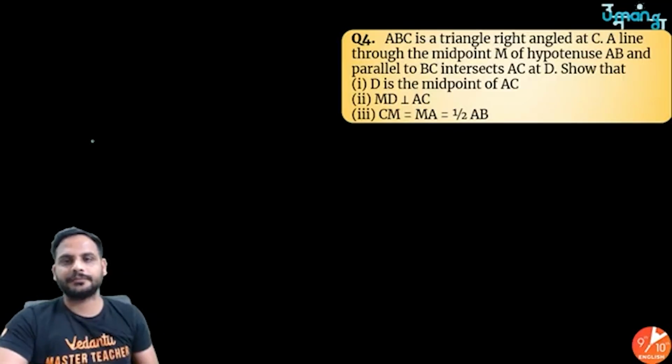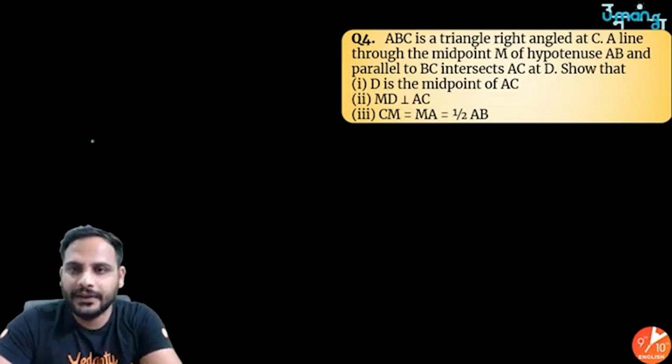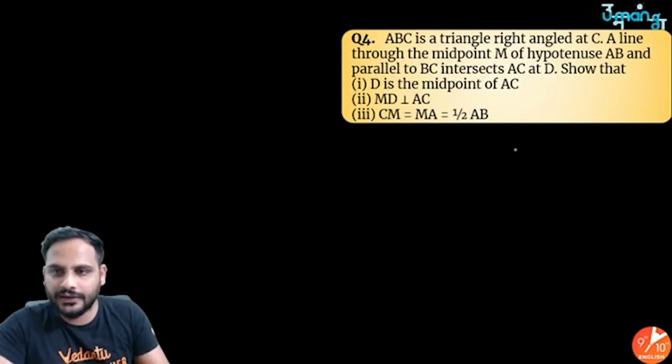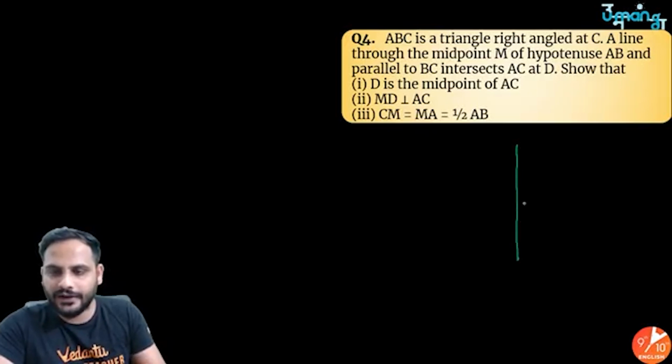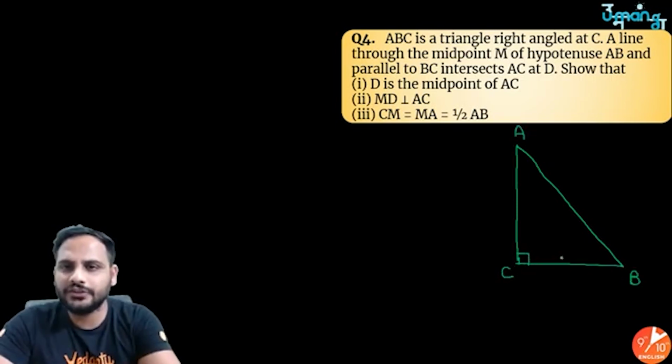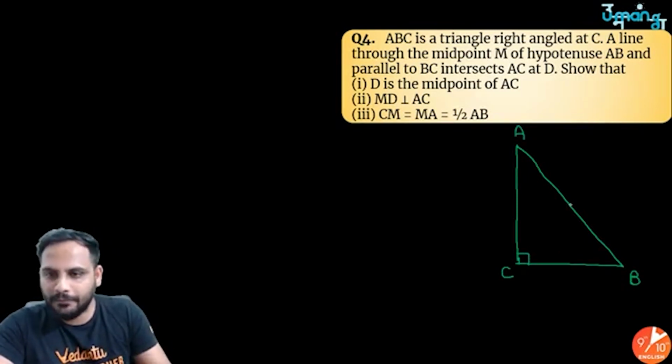Next question is this. What it is saying, ABC is a triangle right angled at C. So I think we have to draw the diagram over here. Let's draw the diagram. So let's say we have a triangle over here, right angled at C. So let's say it is your triangle ABC, right angle at C. A line through the midpoint M of hypotenuse AB. So M is the midpoint of the hypotenuse AB.